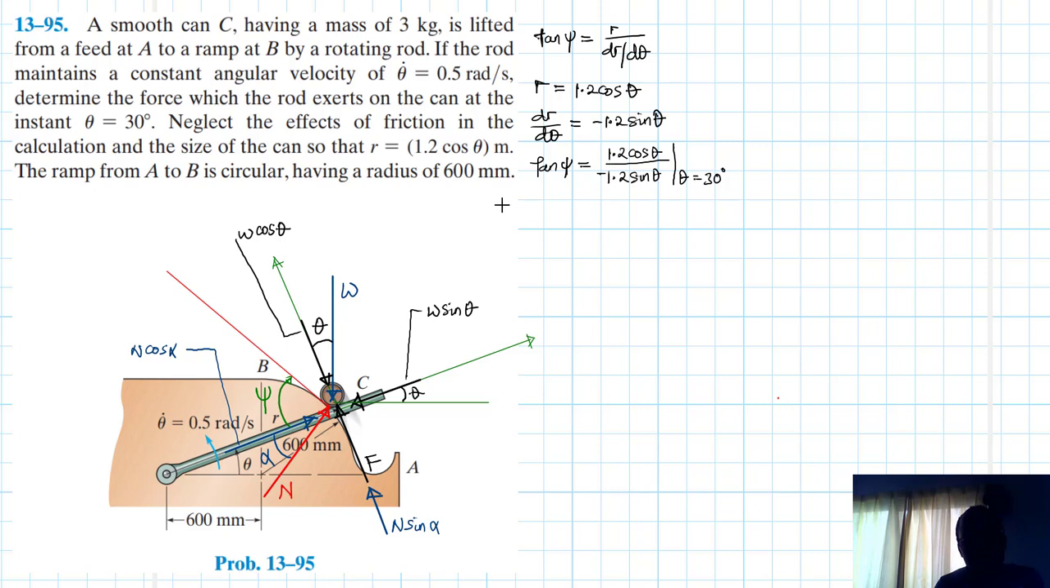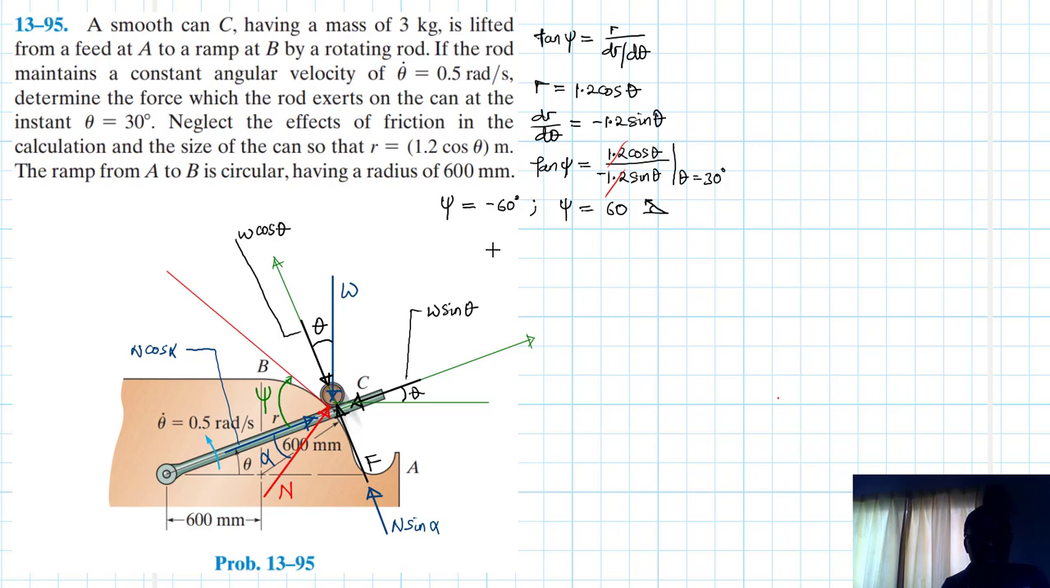Therefore, making psi the subject of the formula, this and this cancel, and then we have cos 30 divided by sine 30, tan inverse of that. This gives us 60 degrees, in fact minus 60 degrees, which simply means our psi is equal to 60 degrees and we are moving in the clockwise direction. Tan inverse of that is minus 60.